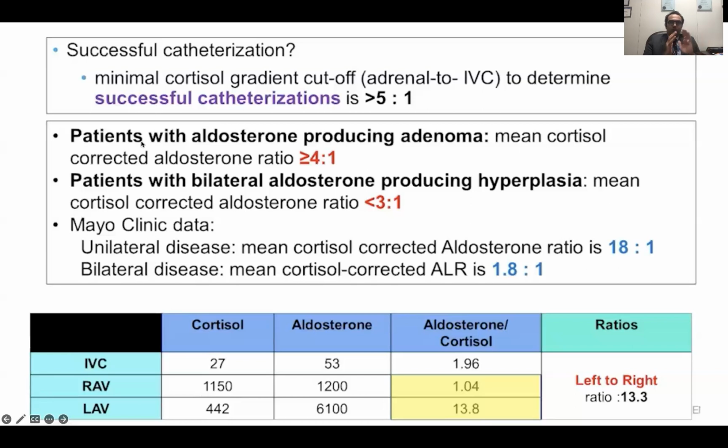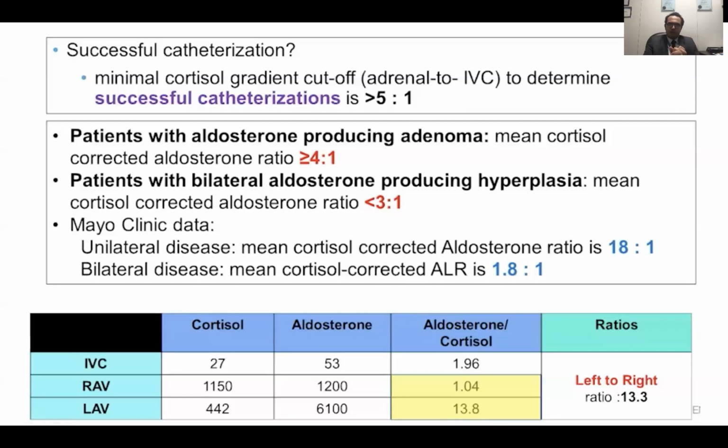Number 2, the second step is aldosterone to cortisol ratio, and this is called the cortisol corrected aldosterone. The cortisol corrected aldosterone on the IVC, the right adrenal vein, and the left adrenal vein is plotted. Next step is lateralization ratio: lateralize to the left or to the right. Both of them are compared. Here you can see the left adrenal vein aldosterone to cortisol ratio is compared with the right adrenal vein aldosterone to cortisol ratio, and the ratio should be more than 4:1.